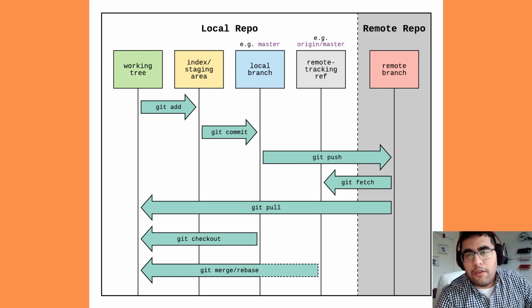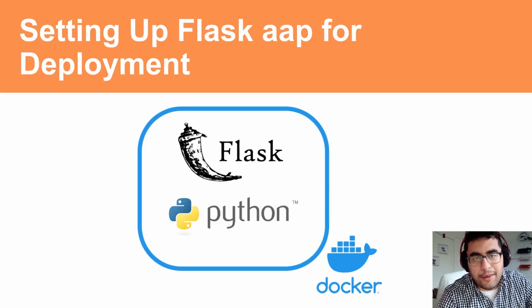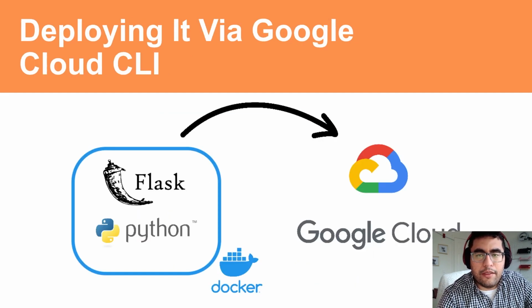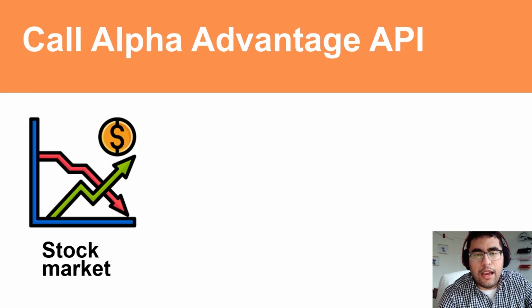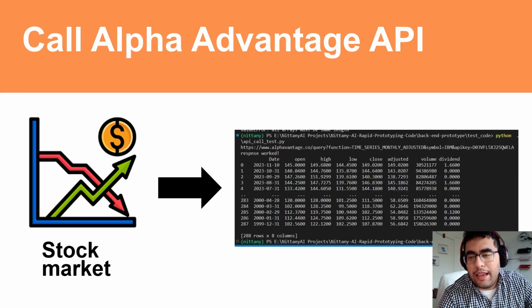So now, for the rest of the course, we're going to talk about setting up a Flask app for deployment in a Docker container. And then we're going to deploy it via Google Cloud. And then we're going to call some stock market data with the AlphaVantage API. And that's what that will look like in the code.